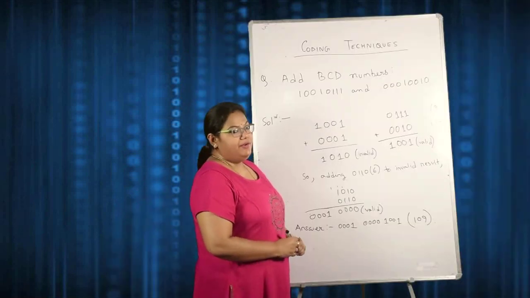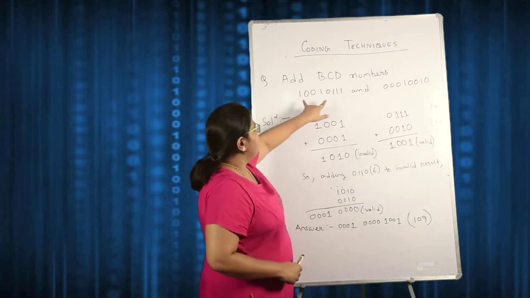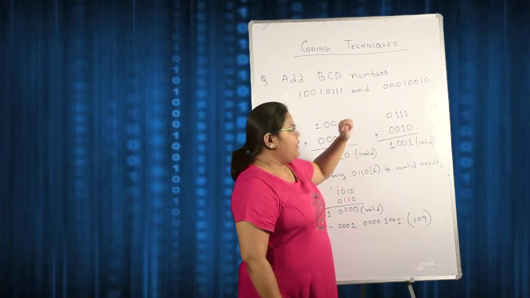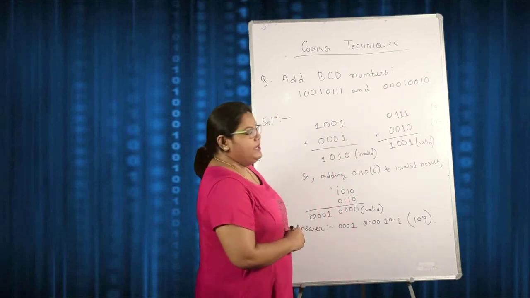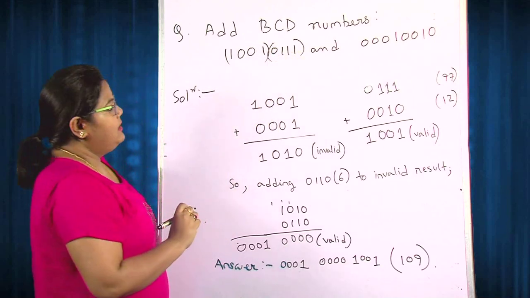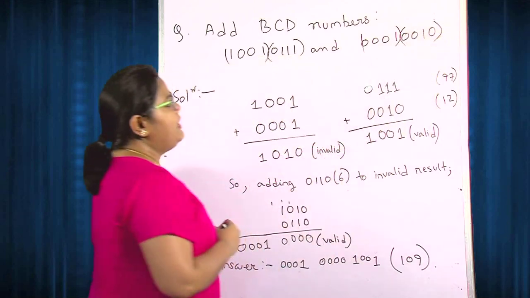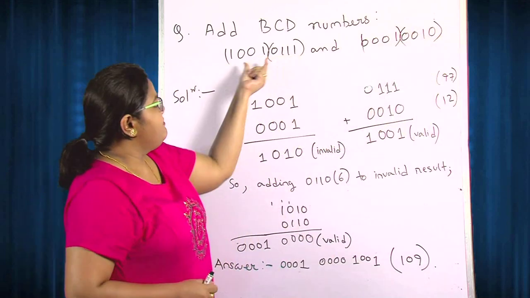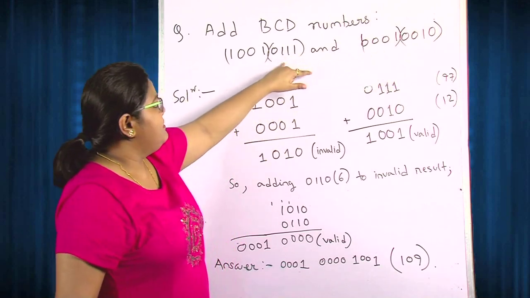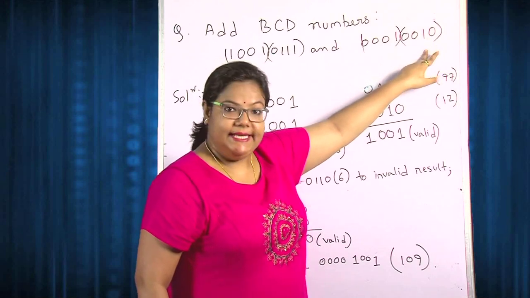So learners, now let us look at the addition of 2 BCD numbers. We have taken 2 numbers, the first one is this and the second one is this. For adding them, again we need to divide them into 4-bit numbers. Then we'll add the first part of this 4-bit number to the first part of the second number, and the second part of the first number to the second part of the second number.